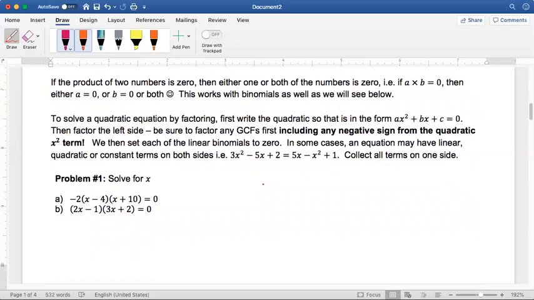If the product of two numbers is 0, then either one or both of the numbers are 0. In other words, if I say a times b equals 0, then it must be true that either a is 0 or b is 0, or both. Usually not both for the types of problems we deal with. It's either the first one is 0 or the second one is 0.